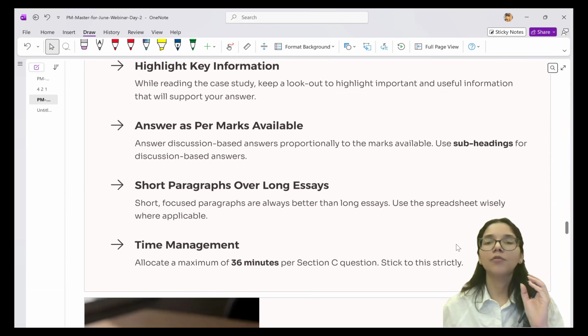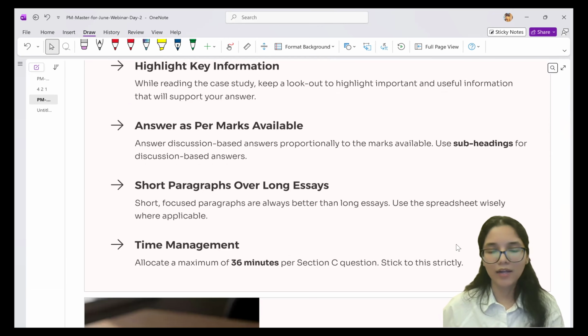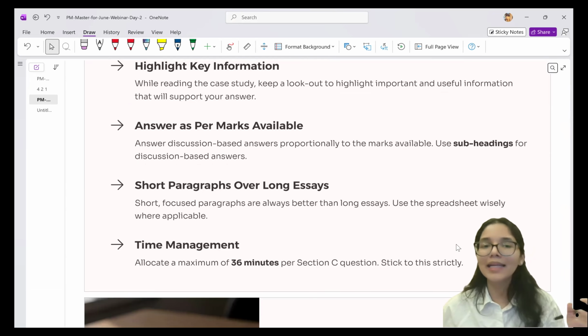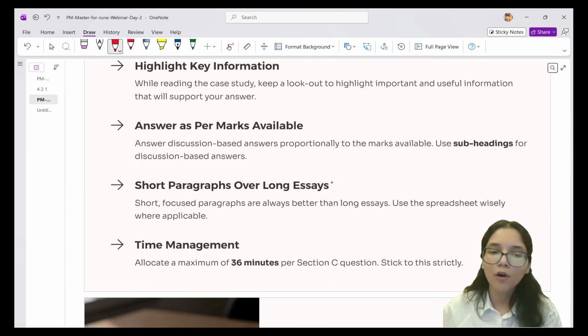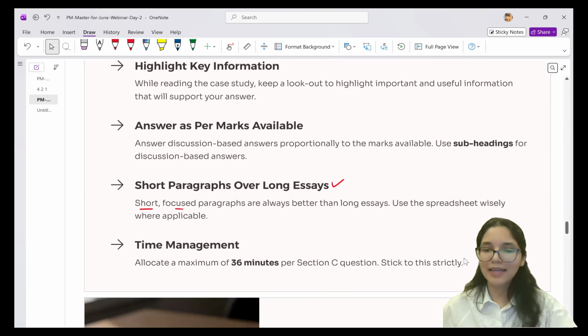Ensure that for a good answer, if the requirement carries a good amount of marks, 8 marks, 10 marks, you are answering in enough depth to be able to secure those 8 to 10 marks. Always use subheadings. Do not give very lengthy answers. Do not write long essays. Always and always you should be using short and focused paragraphs rather than writing essays.